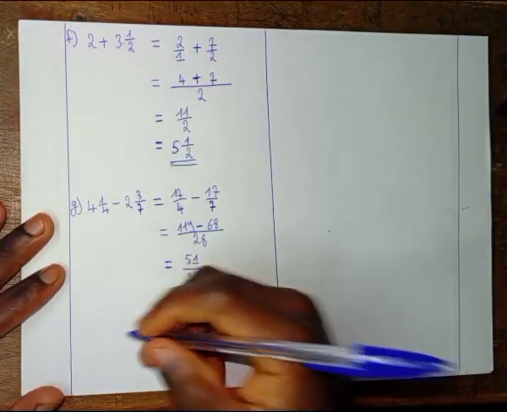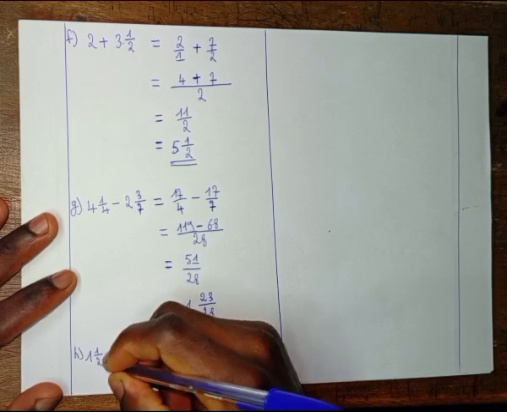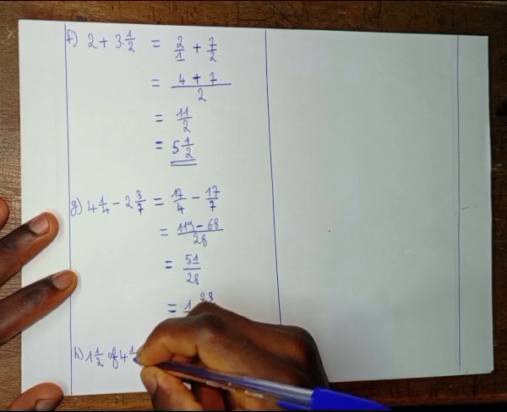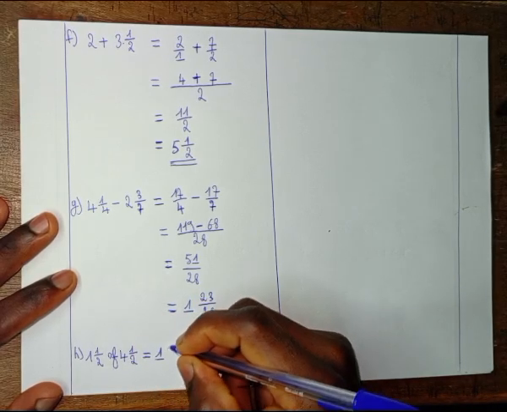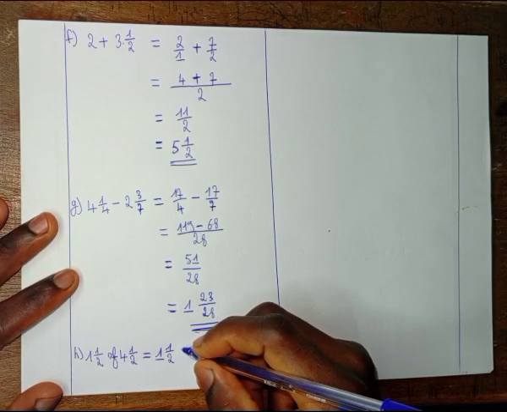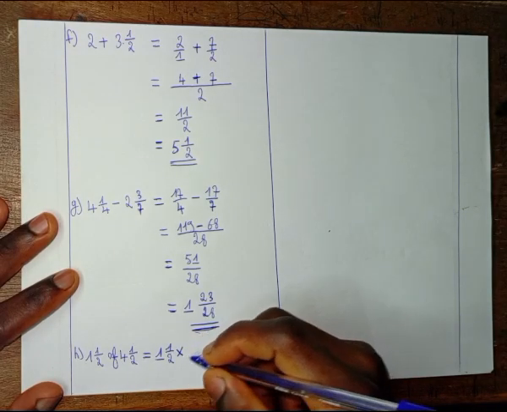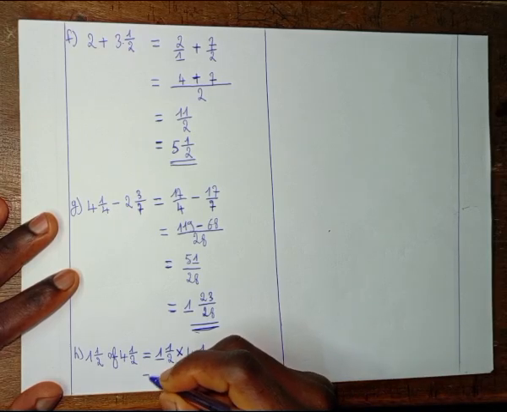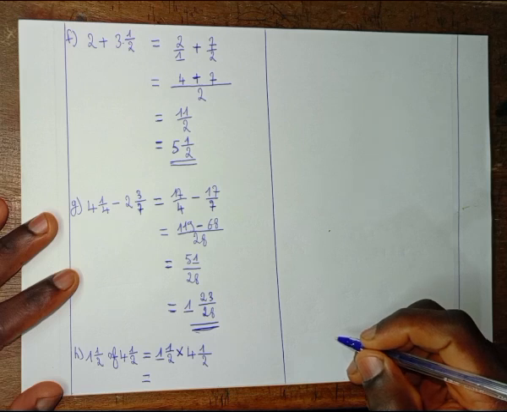For question H, we have 1½ of 4½. This will simply be equal to 1½. When you see "of", it simply means multiplication. 1½ times 4½. We are going to change the two mixed fractions to improper fractions.